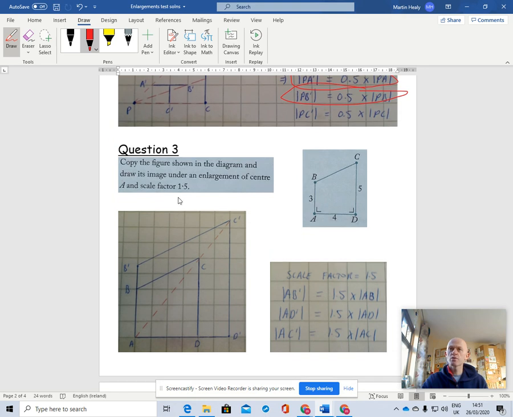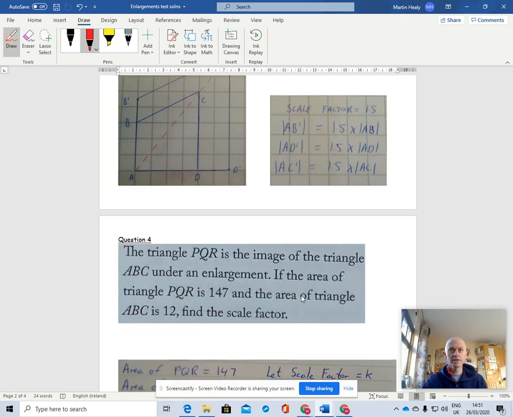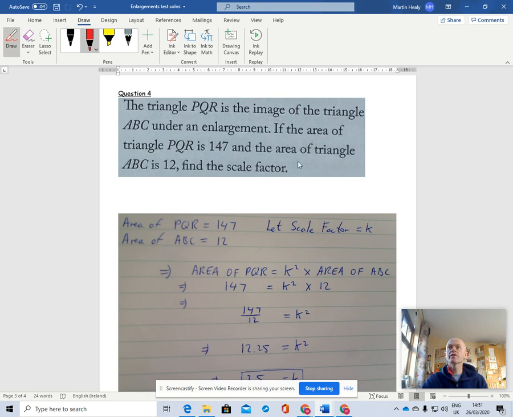The scale factor here is 1.5, so the image is going to be bigger than the object. So AC dashed must be 1.5 times AC. Again, we draw a line from the center of enlargement through every other vertex. And there it is there. I hope that's self-explanatory. Question 4, this is an area one here.